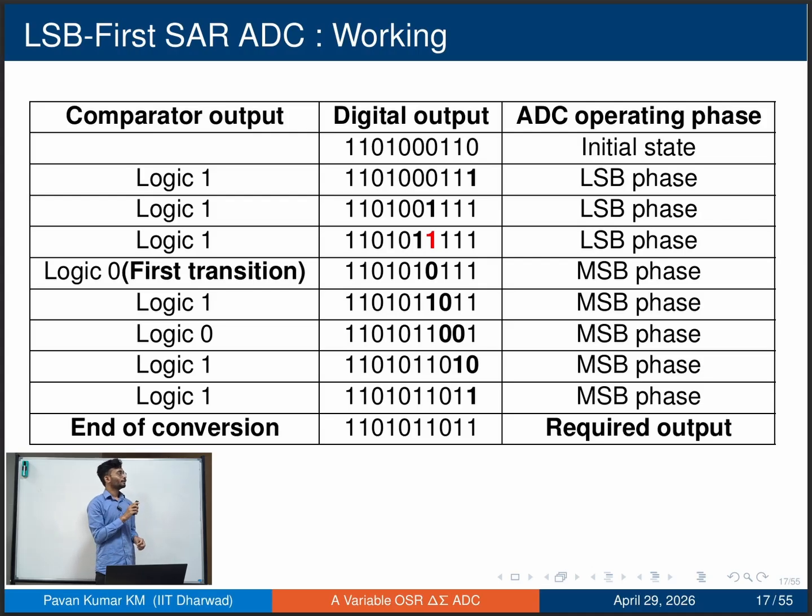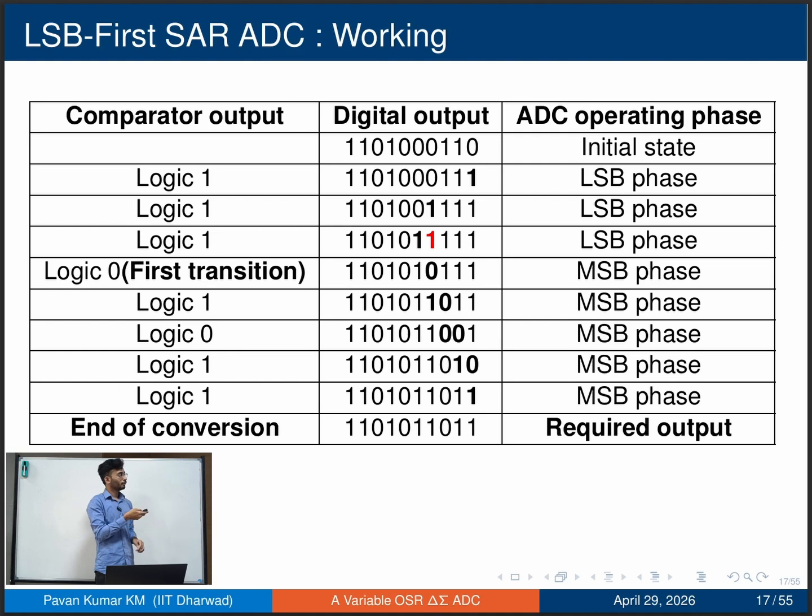So, how exactly does this LSB-First SAR ADC work? It works in two different phases, starting with the LSB phase. In the LSB phase, basically if the comparator logic is 1, it will raise all the bits from the LSB side, which are zeros, to 1, until there is a transition in the comparator output. That is where the LSB phase ends.